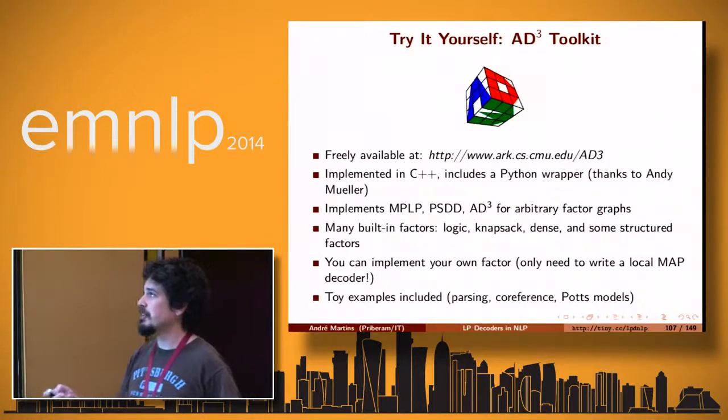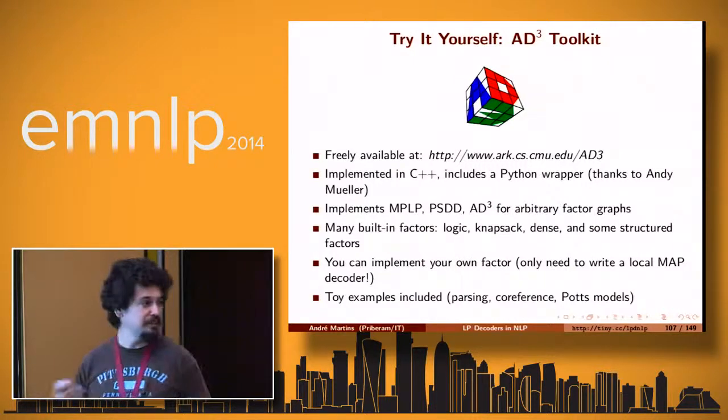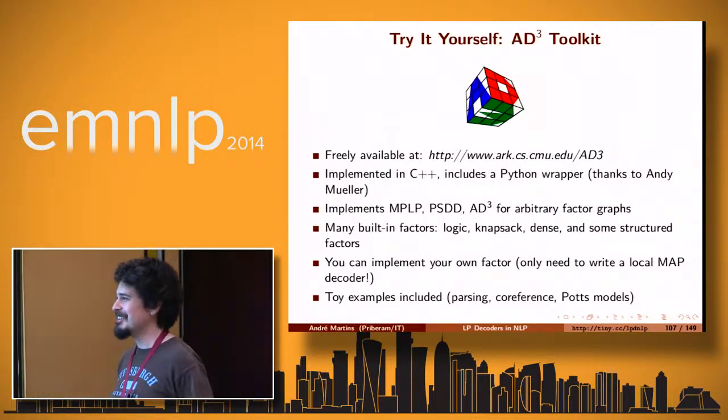One thing that I want to mention is that this toolkit is publicly available. So if you want to try AD cubed or some of our MPLP or the subgradient dual decomposition algorithm for your favorite factor graph to solve the problem that you are tackling, you can just use this toolkit. It is implemented in C++, but it includes a Python wrapper. Thanks to Andy Muller and Vlad, who should be somewhere there, who worked on this Python wrapper.